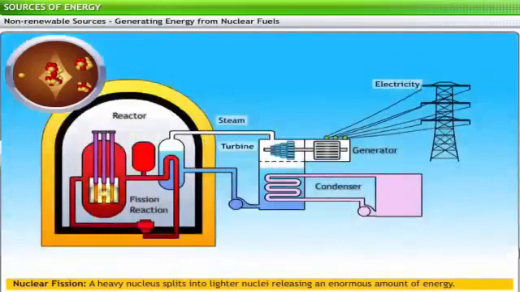We use a process of controlled fission in a nuclear reactor to produce electricity. The heat produced by the reaction is used to convert water into steam, which in turn is used to rotate a turbine and generate electricity.